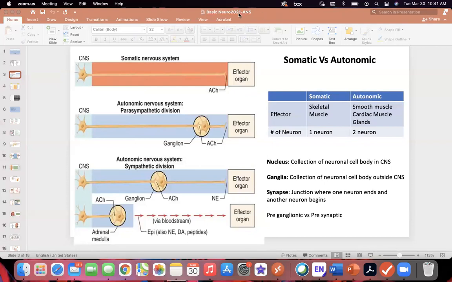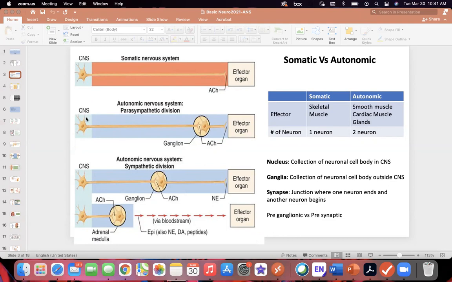Okay, so if you look at the somatic nervous system, right? Now, somatic, look at this one. This is the CNS, right? CNS is composed of brain and spinal cord. Now, look at the single nerve fiber that is coming from the CNS. It is going all the way to the effector organ, the organ that it will control. So in case of somatic, what is the effector organ? It's a skeletal muscle, right?